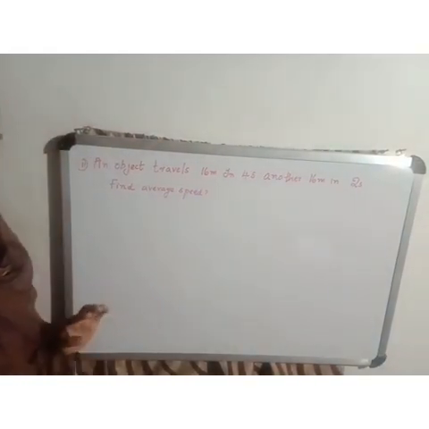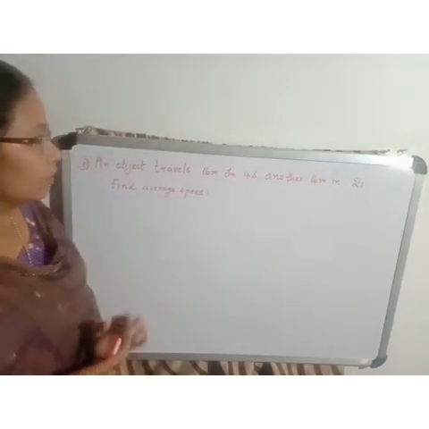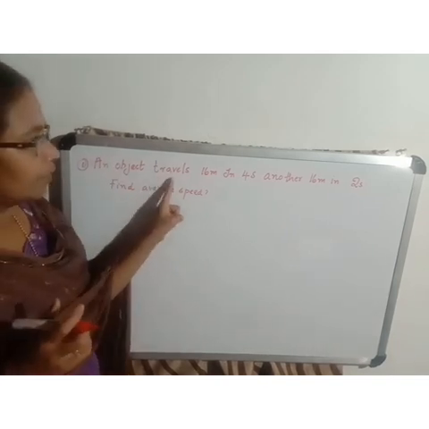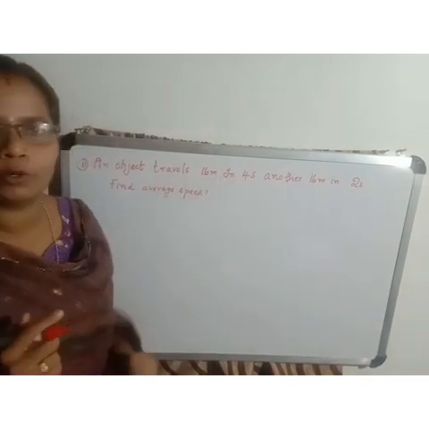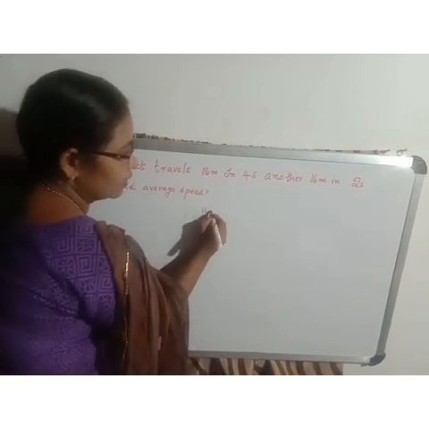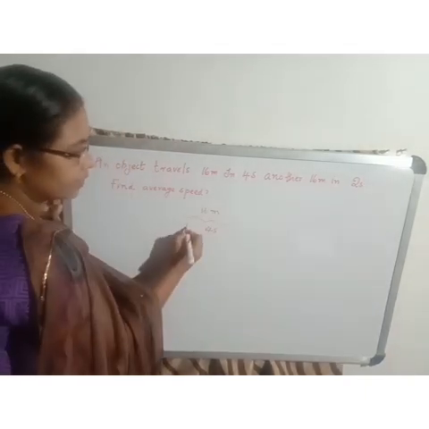Children, I am going to do a small problem which is related to our average speed. Here it's like that. An object travels 16 meter in 4 seconds. So at first that object travels 16 meter by taking 4 seconds. This is the first session.